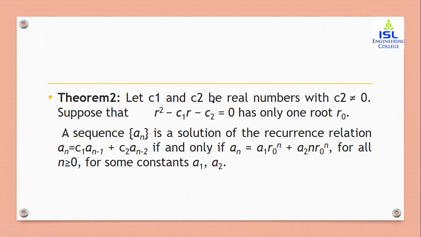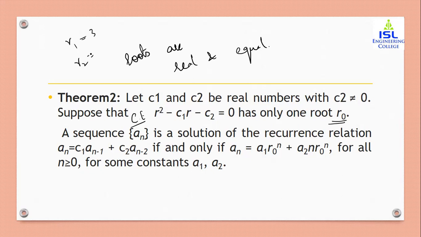So this is theorem 2. Let C1 and C2 be real numbers with C2 not equal to 0. Now suppose that we have our recurrence relation's characteristic equation in this form: r square minus C1r minus C2 is equal to 0, and it has only one root. That is, your roots are real and equal. We have equal roots. So if R1 is 3, then R2 is also 3. Those kind of problems. Then what will be the general formula for that recurrence relation?